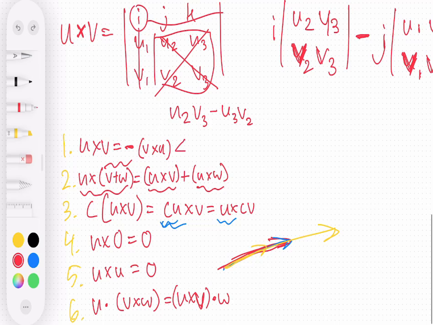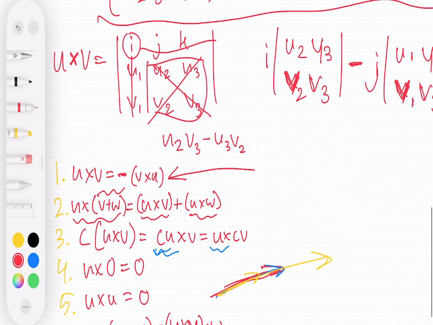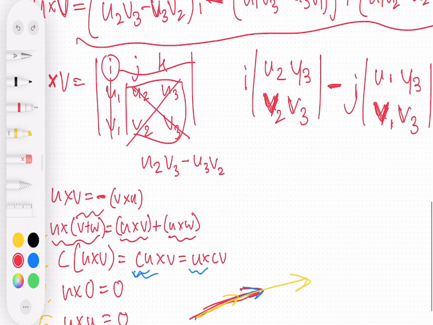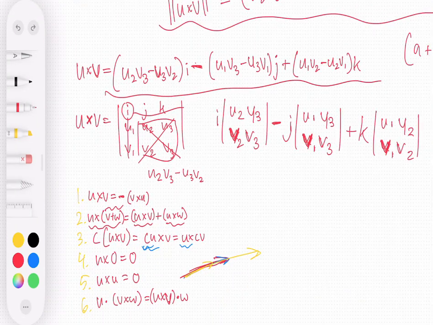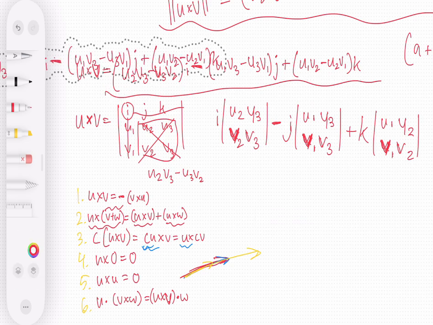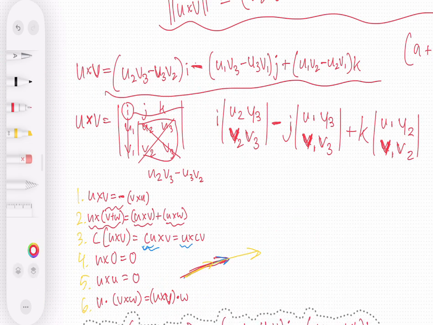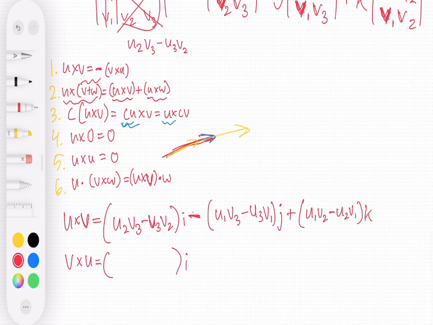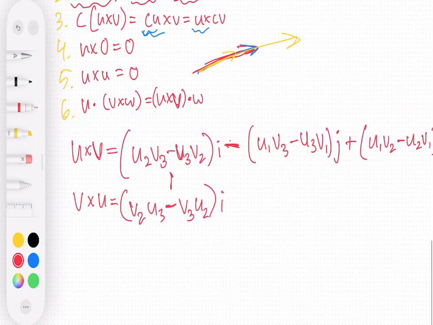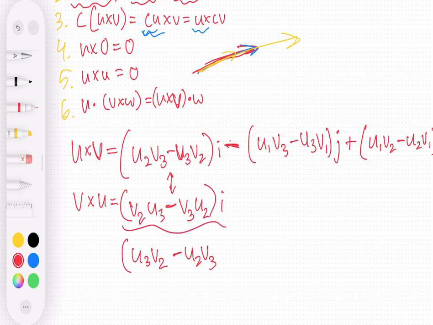Now, real quick, let's just prove this one because this one's also very easy to prove. Number one. So the reason number one works is let's just quickly pull down our initial cross product formula, right? When we're solving for i, if we're starting with V, then it'll be V2 U3 minus V3 U2. If we reorganize the terms to have U in the front, it'll be U3 V2 minus U2 V3. So these two are equal.